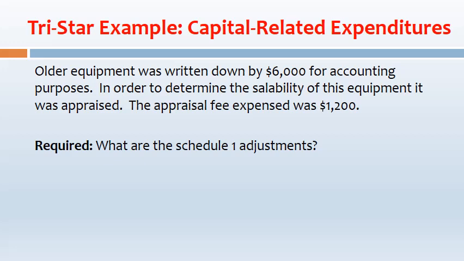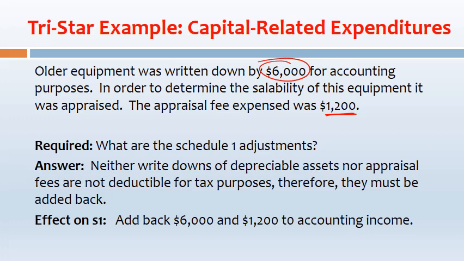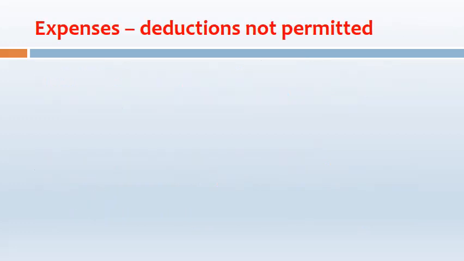So we had older equipment that was written down by 6 grand for accounting purposes. In addition to that, in order to determine the saleability of the equipment, can we sell it or not, the equipment was appraised. The appraisal fee was $1,200 and it was expensed for accounting purposes. How is this going to work for tax purposes? Do we have to adjust on the S1? Of course we do. Neither of these things are deductible for tax purposes, so you got to add both of them back. The effect on the S1, add back 6 grand and $1,200 respectively to our accounting income. Easy.